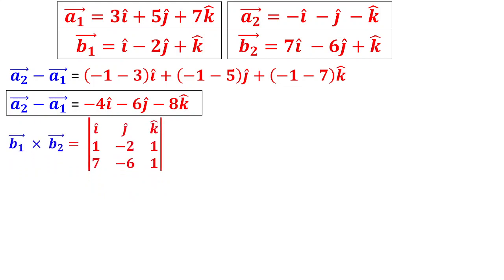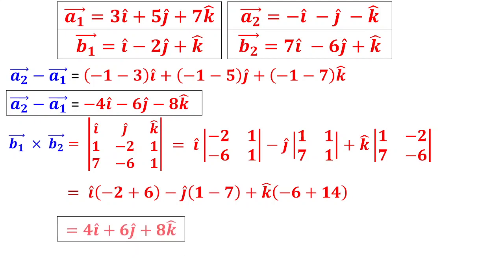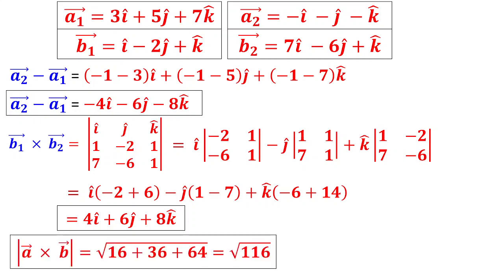Keep it ready. B1 cross B2, all of you know: ijk in the first row, then the components from B1 in the second row, the components from B2 in the third row. Come on, expand it. i into, minus j into, plus k into. Normal expansion of a 3 by 3 determinant. I got B1 cross B2 as 4i plus 6j plus 8k. Now we will find its magnitude. Square root of 4 square 16, 6 square 36, 8 square 64, therefore root 116.